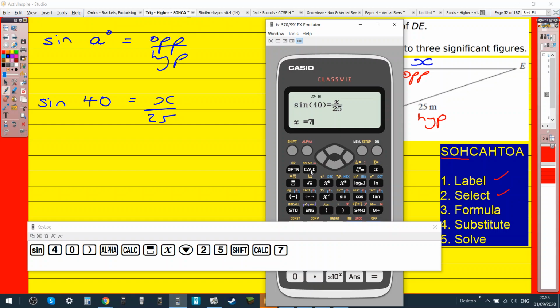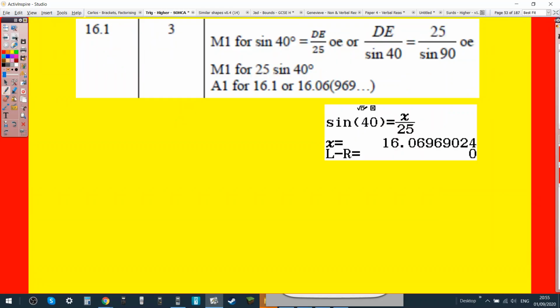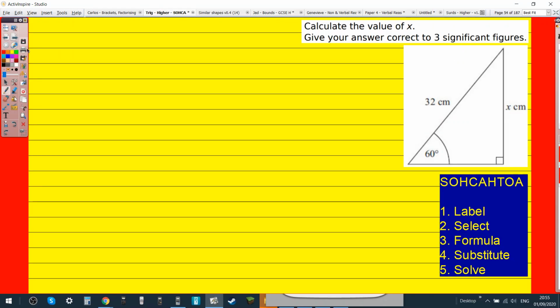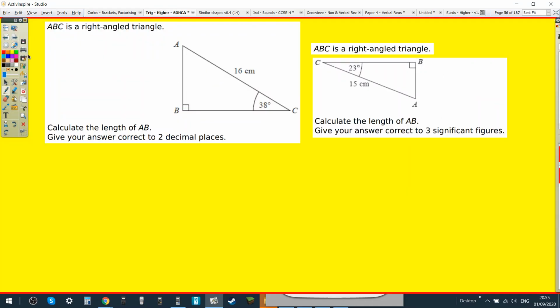Okay. I got 16.1. 16.1 looks good to me. 16.1. Great. There we go. 3 marker. Okay. Let me see. That one's going to be fine, I think.